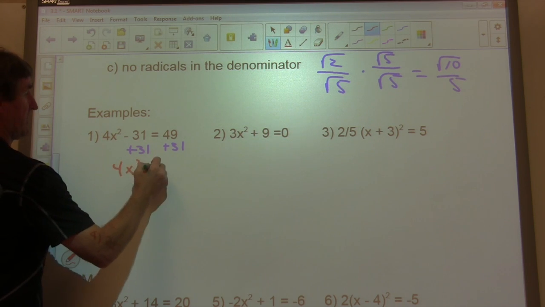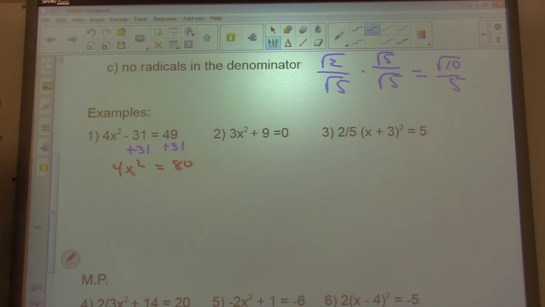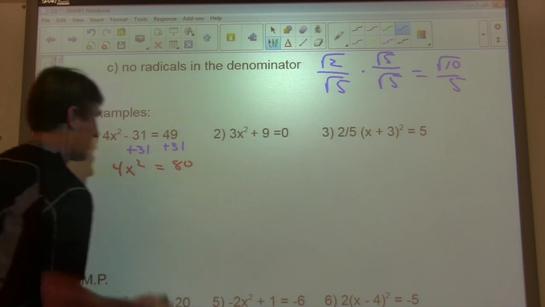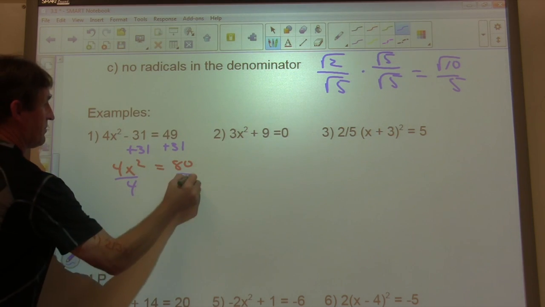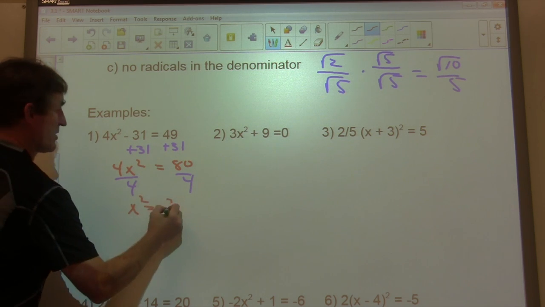And so we get 4x squared equals 80. Then I have to get rid of the 4. So I divide by 4. And that gives us x squared equals 20.